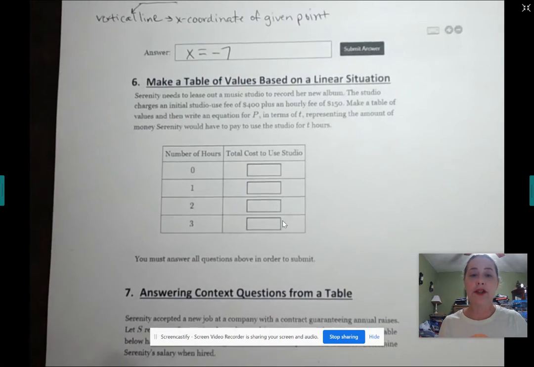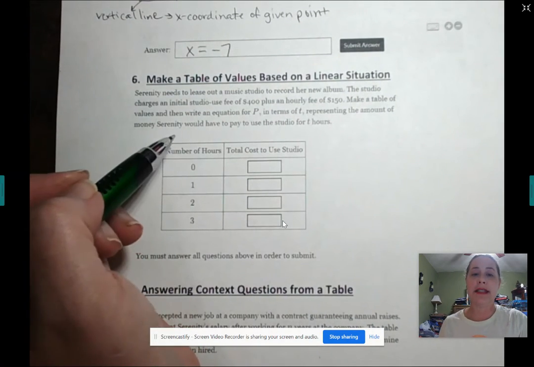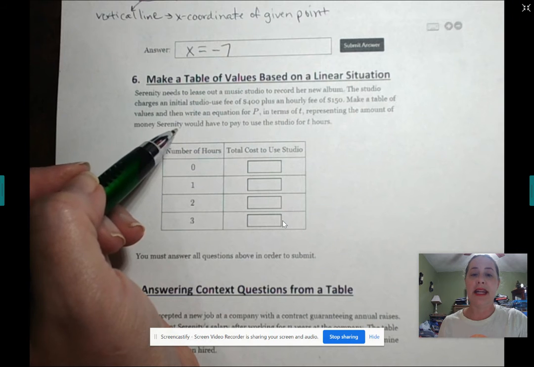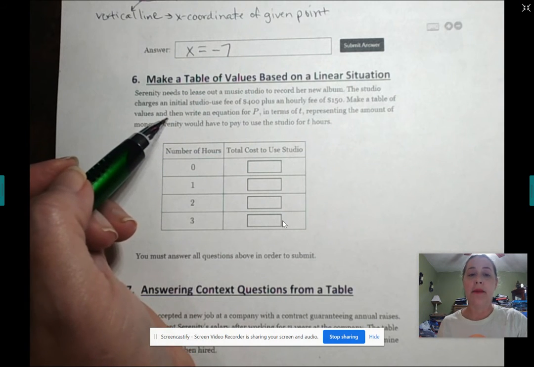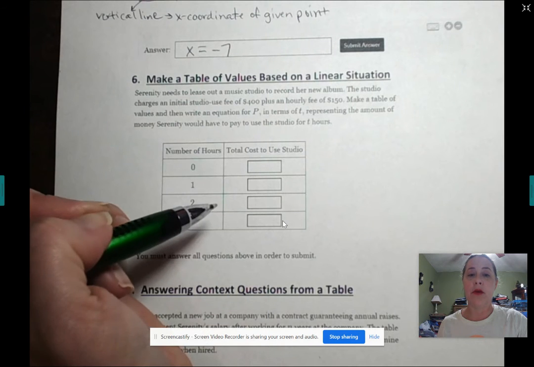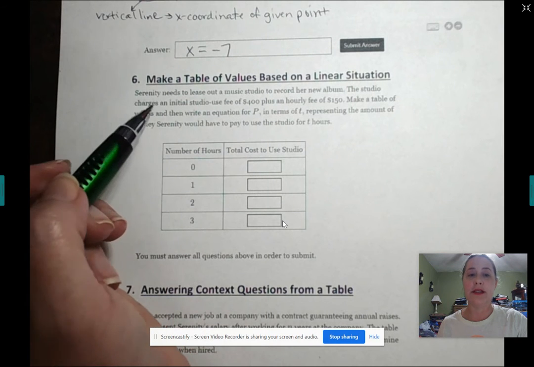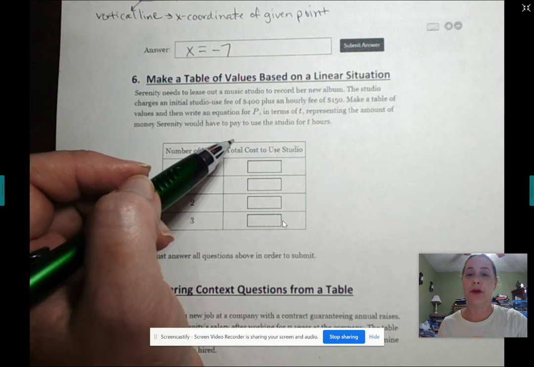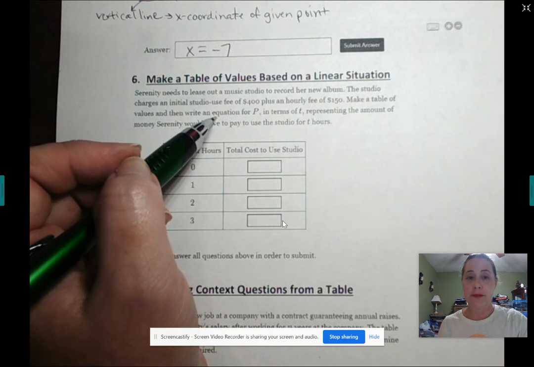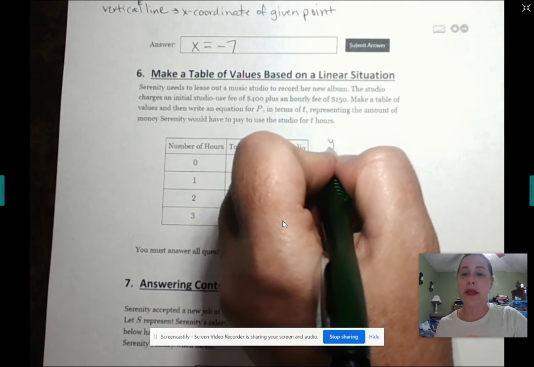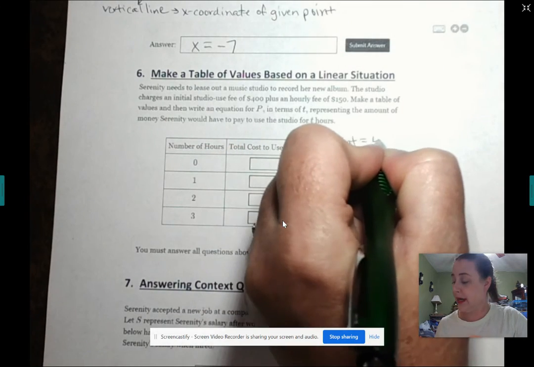All right, can you interpret a situation that is linear, meaning it has a constant rate of change either being added or subtracted? Can you fill out a table and do whatever it asks you to do? It says Serenity needs to lease out a music studio to record her album. The studio charges an initial studio use fee of $400. That would be your starting amount. That would be your y-intercept.